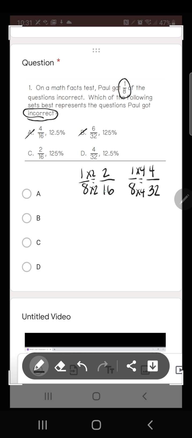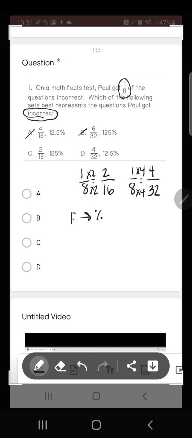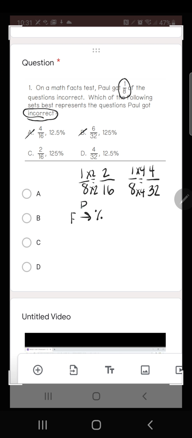Well, to go from a fraction to a percent, I'm going to first change this fraction to a decimal. I'm going to go fraction, decimal, percent. Okay, if I've got 1/8, I take my numerator, which is 1, divide it by my denominator, which is 8, to turn it into a decimal. 8 cannot go into 1, so I put my decimal placeholder. 8 can go into 10. 1 times 8 is 8. Subtract. Put my 0, bring it down.